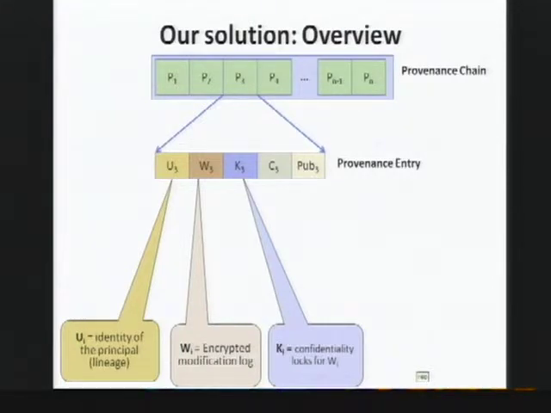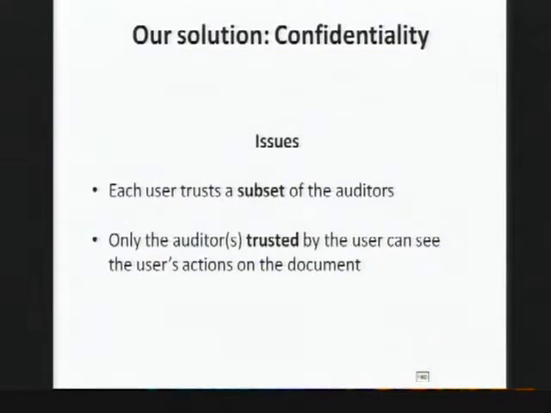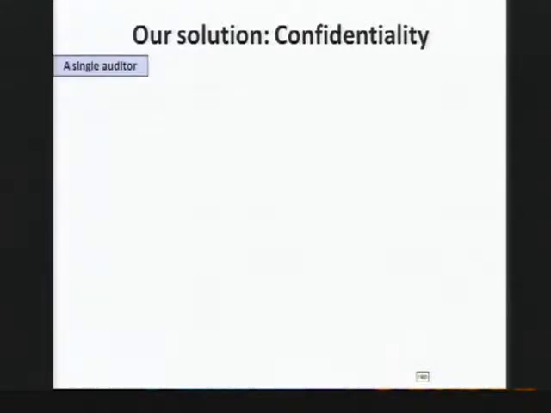We have the confidentiality logs field for decrypting the encrypted modification log. And finally, we have integrity checksums for protecting the integrity of the chain. Now, recall that our goal in confidentiality is this. Each user trusts a subset of the auditors, and our goal is that only the trusted auditors, the auditors that are trusted by the user, should be able to see the user's actions on the document. So how do we do that?